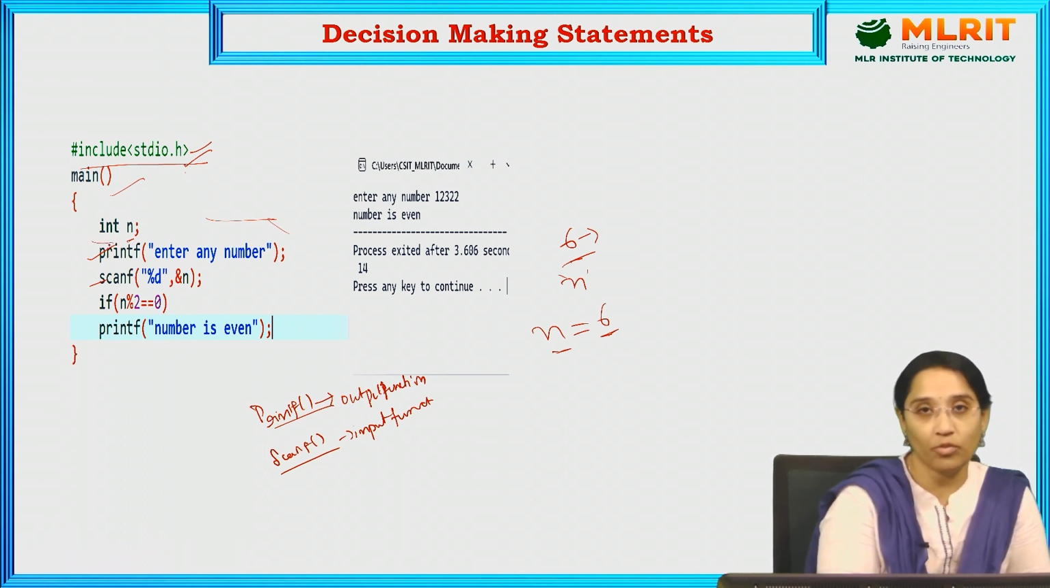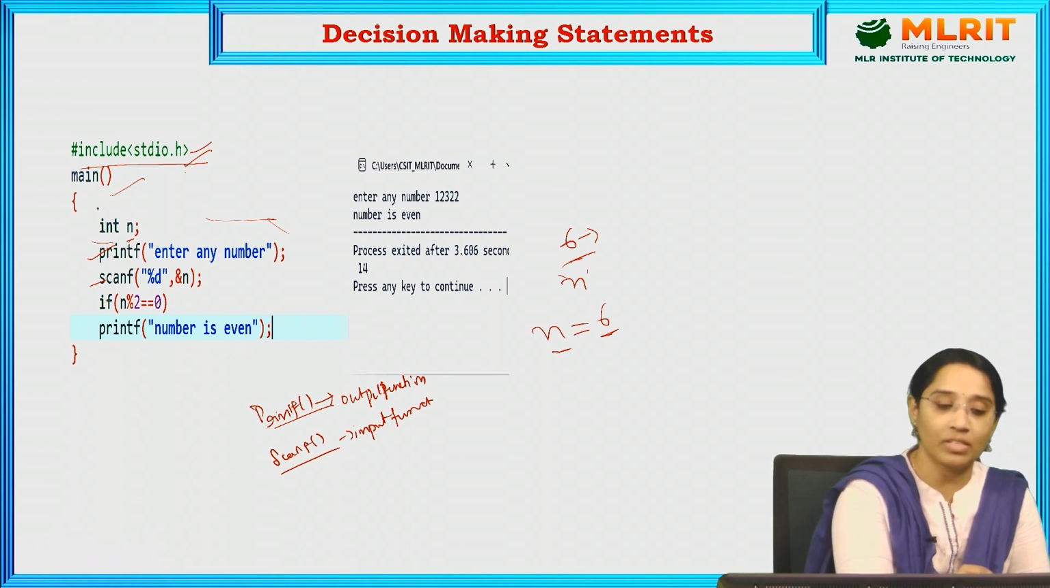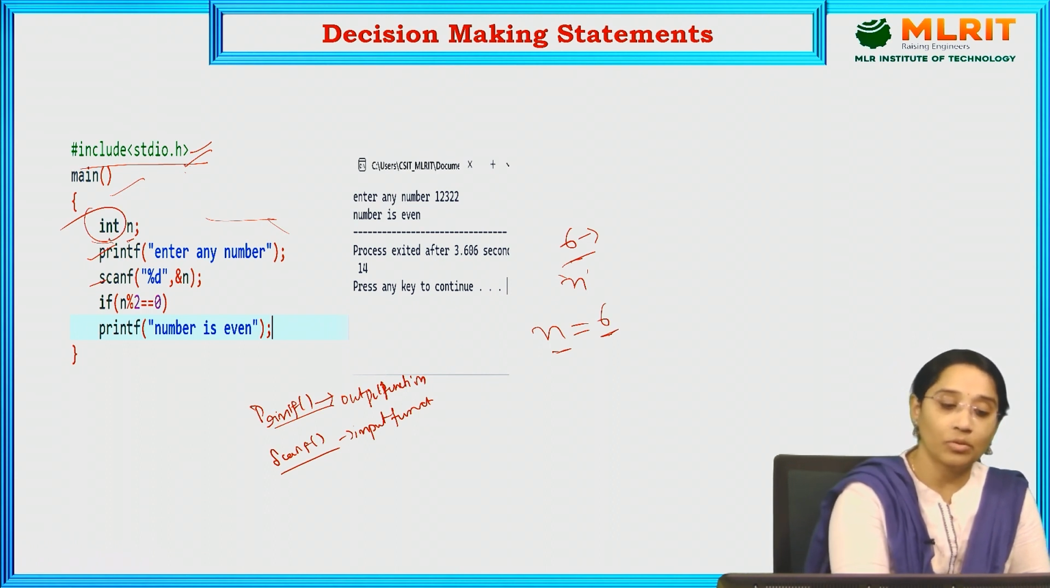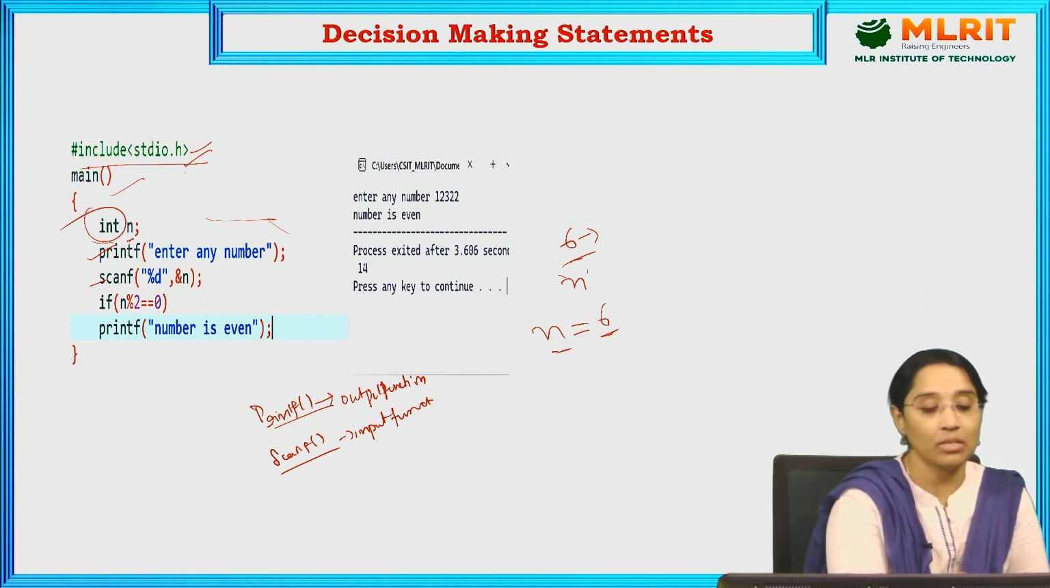The short form of integer is int. This we have seen in data types. We have primary, user defined and derived data types. Primary data types are int, float, char, double and void. So int is a data type which is declared, n is a variable which is declared and which is of type integer. So now printf enter any number.